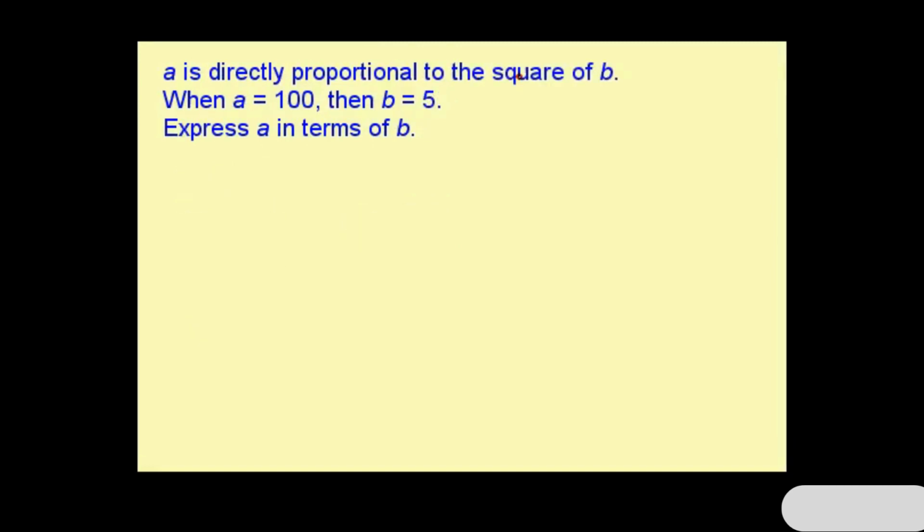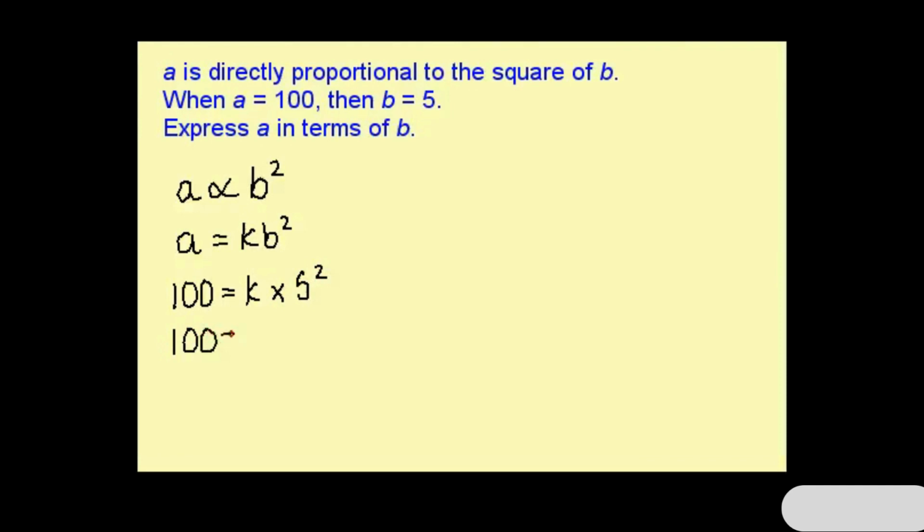This can be written as A is directly proportional to the square of B, which is B squared. Rewrite this as A equals KB squared with our constant of proportionality. We're told that A is 100 and we're told that B is 5, so we have K times 5 squared. This gives me 5 squared is 25, so we have 25K.